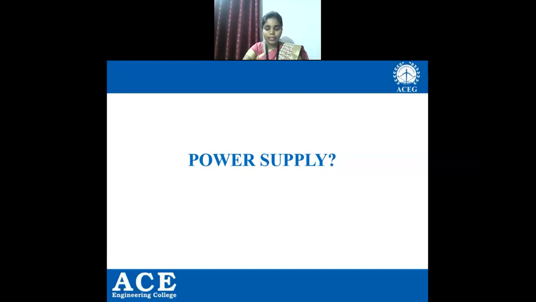Now, why is a power supply required? Because whatever mobile phone you are using, that requires what? DC supply. Clear? From where are you getting DC supply? From our power supply only. This is converting our AC into DC, by which you get a DC signal that is given to your mobile phone, so that your mobile phone will get charged and you can use it. Clear? Now let us see the block diagram of a power supply and then we will know why we are studying power supply and what the blocks in this power supply are.